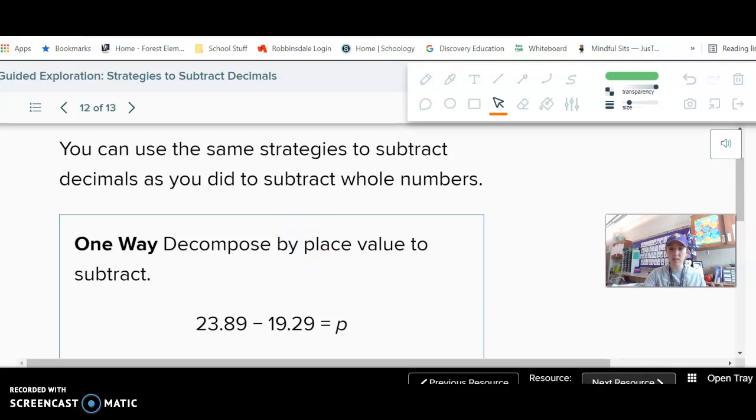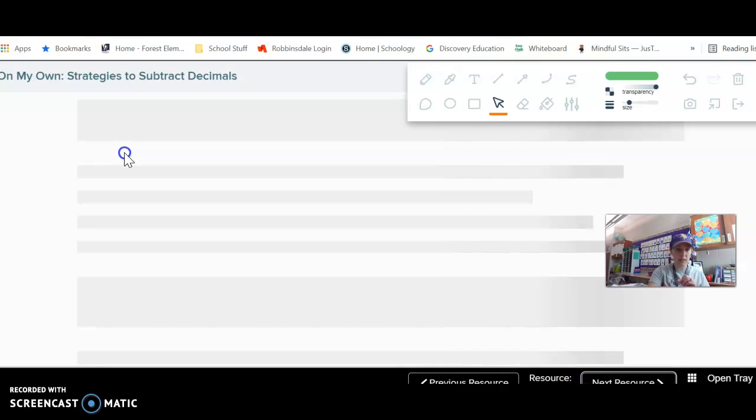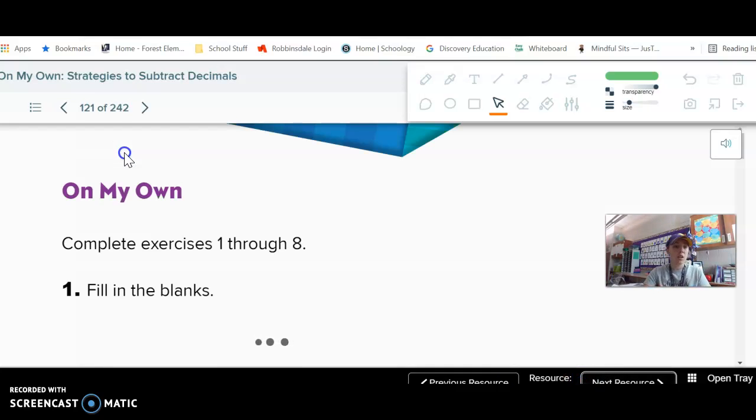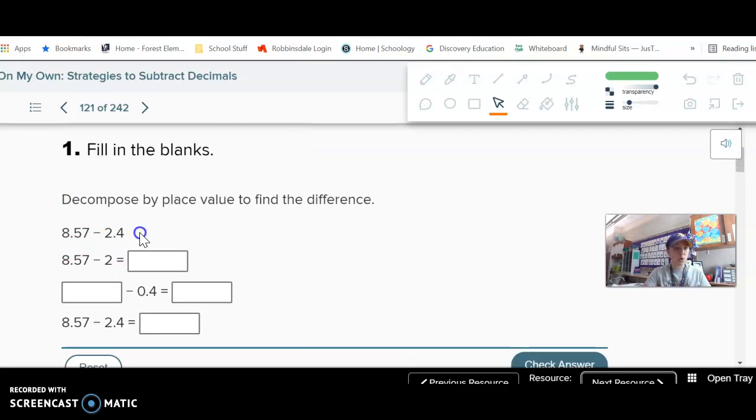We're going to do some practicing, and I'm fine with you using any of the strategies that you would like. I'll try and show you some of those again, just because I know they can be tricky. So go ahead, do 8 and 57 hundredths minus 2 and 4 tenths in any strategy you would like, and then we'll go over it.